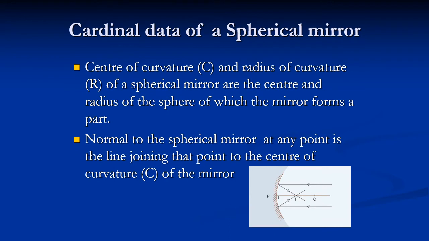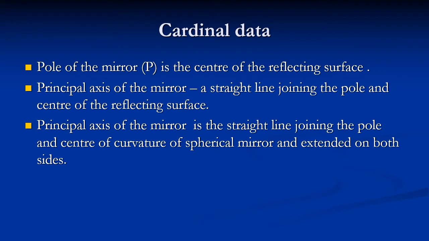Cardinal data of a spherical mirror. The center of curvature and radius of curvature of a spherical mirror are the center and radius of the sphere of which the mirror forms a part. Normal to the spherical mirror at any point is the line joining that point to the center of curvature. This is called a normal. Then the pole of the mirror is the center of the reflecting surface. Principal axis of the mirror is the straight line joining the pole and center of curvature of the spherical mirror. It is extended on both sides.